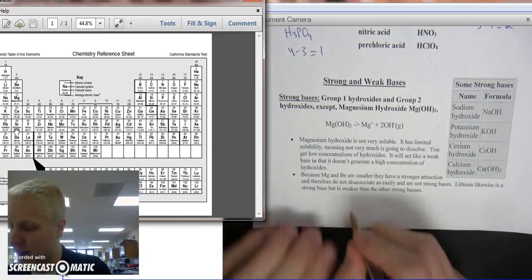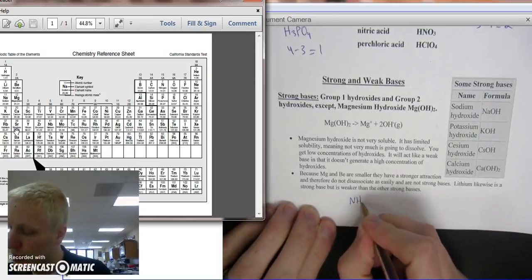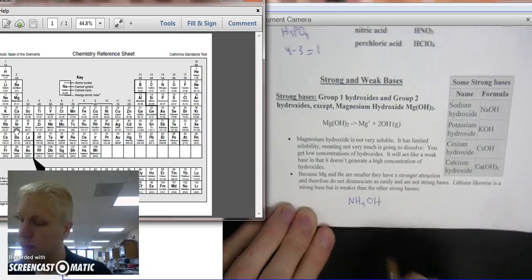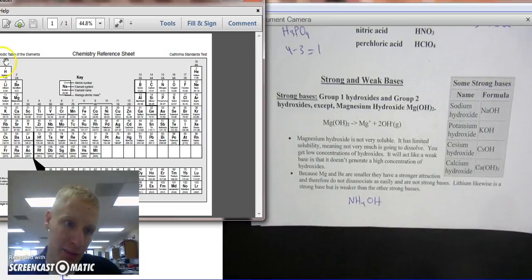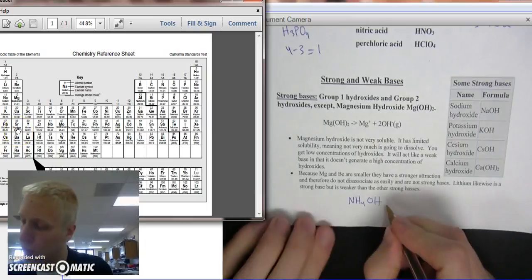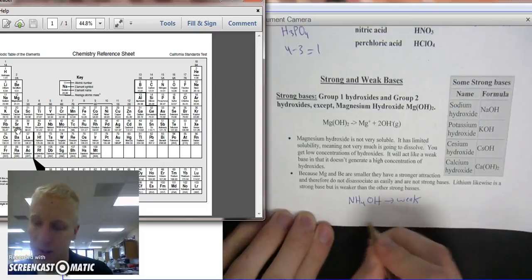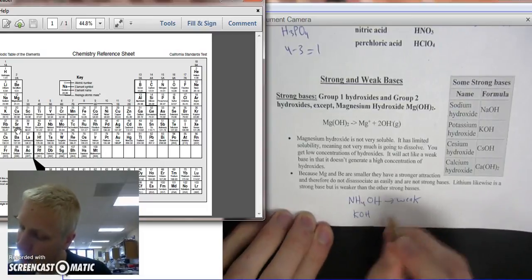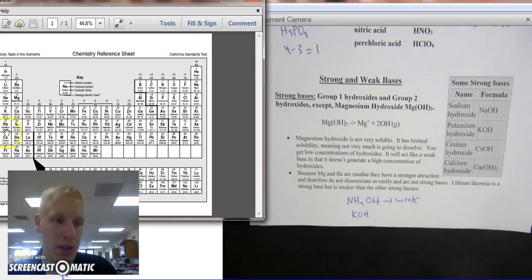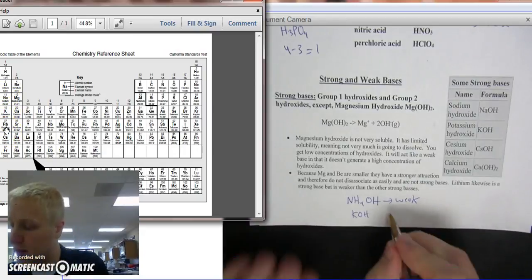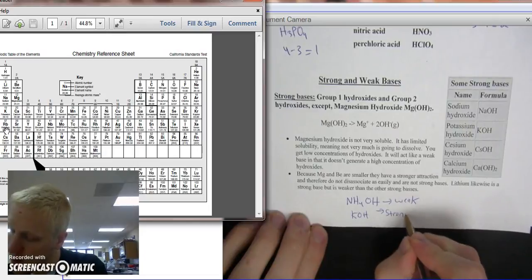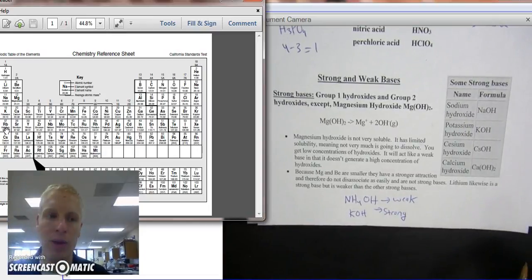So we just throw an example out there. Let's do NH4OH, ammonium hydroxide. Is ammonium in column 1 or 2? The answer is no, therefore it is weak. Next one, let's do KOH. Potassium, K, is found in column 1, therefore it's strong.